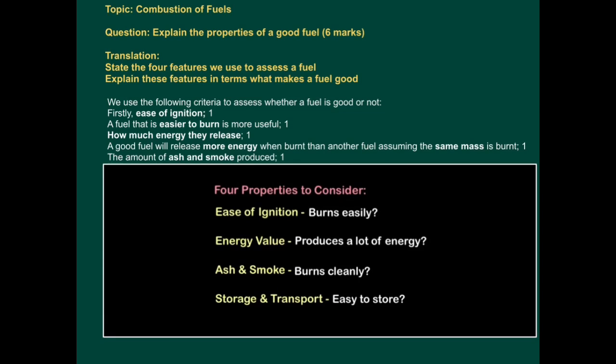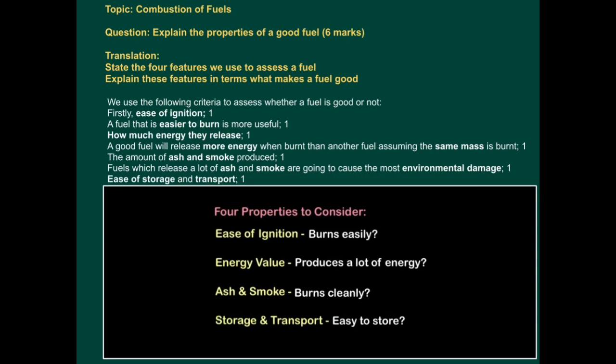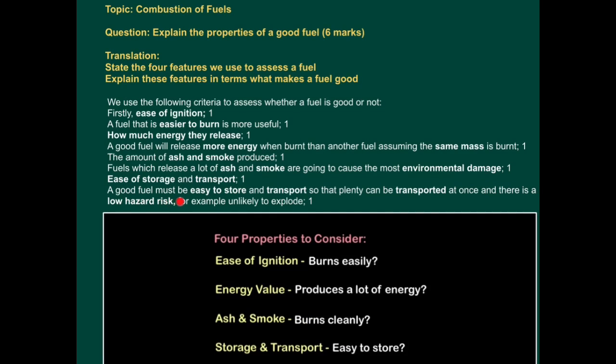Next, we look at pollution, so the amount of ash and smoke produced. Fuels which release a lot of ash and smoke are going to cause the most environmental damage. And finally, ease of storage and transport. A good fuel must be easy to store and transport so that plenty can be transported at once and there is a low hazard risk, for example, unlikely to explode. Or think, for example, like crude oil spills in the oceans when liners have accidents.